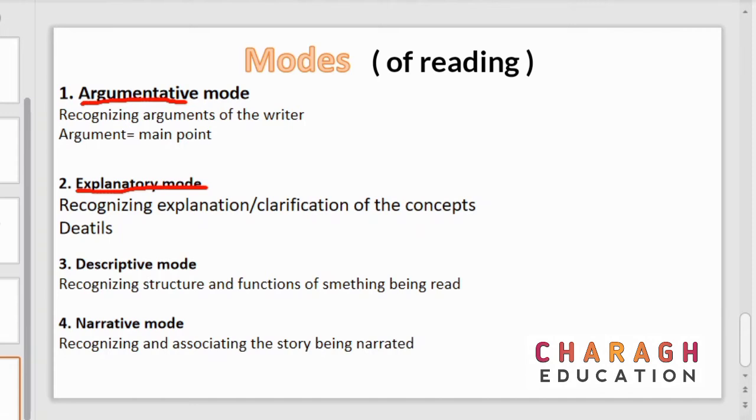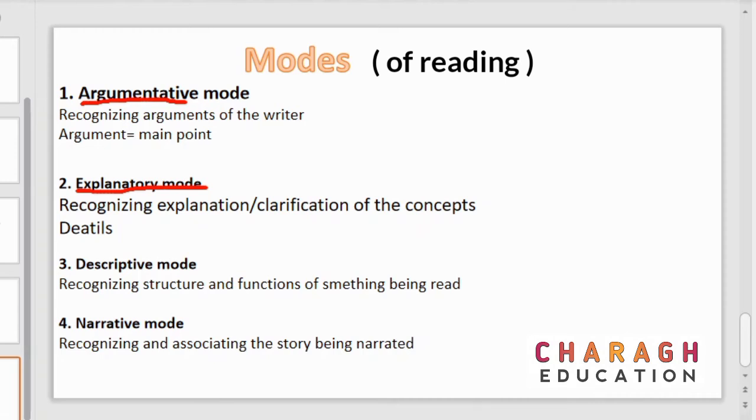You are reading a passage with the intention of clarifying yourself by paying attention to the explanation. You would study examples, you would study statistics, etc., to understand yourself. So this is an explanatory mood. Normally students, as a student, we actually use this kind of mood while reading a text.